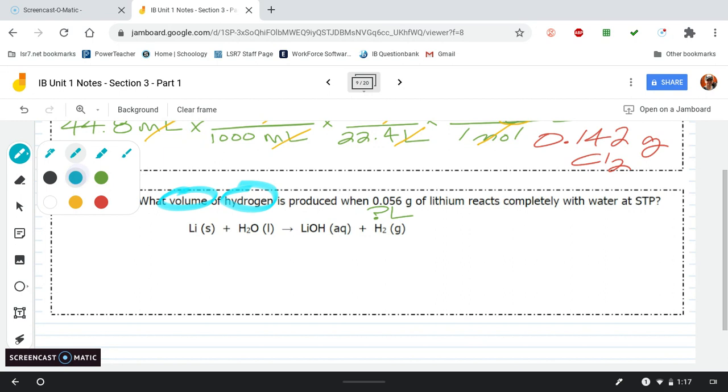So right here, there's our starting amount. Let's go ahead and put that above the lithium: 0.056 grams. And then we don't care about these. So see if you can do that using the STP, the 22.4. See if you can go from grams to liters, a little stoichiometry problem, and see if you can do that. So pause the video, see how you do.